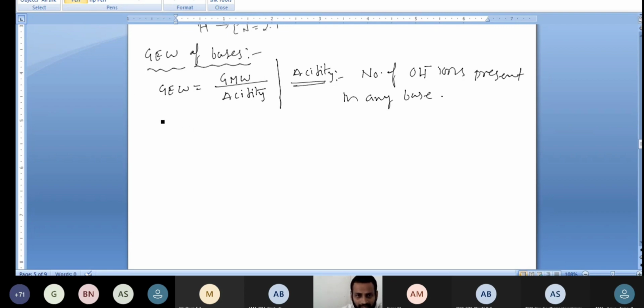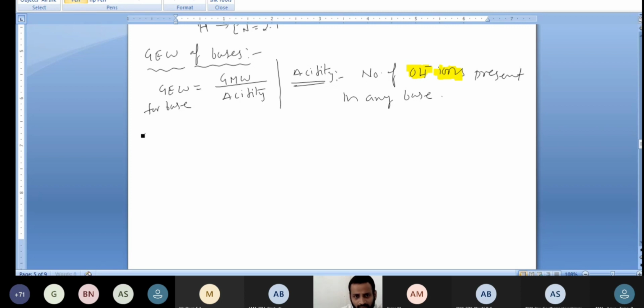So what is acidity? We have clarity. So what is the gram equivalent weight for a base? Gram equivalent weight of a base is equal to gram molecular weight by acidity. Got it, everyone? So acidity is the number of OH minus ions present. Got it clearly? Now I'll give some examples. Here there are no exceptional cases. How many OH groups are there? That is equal to acidity.